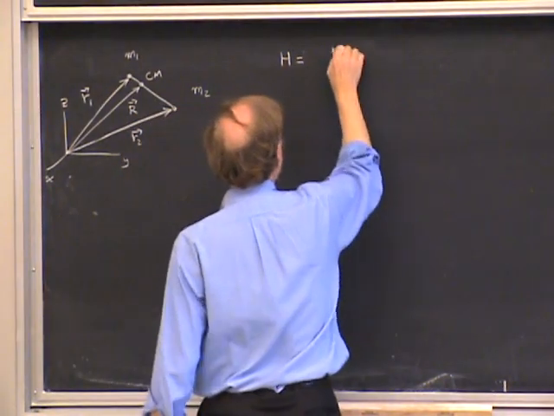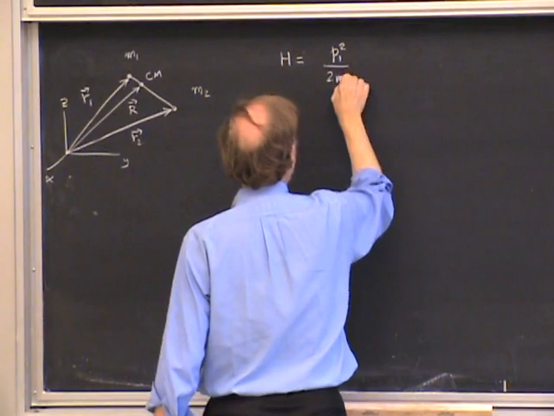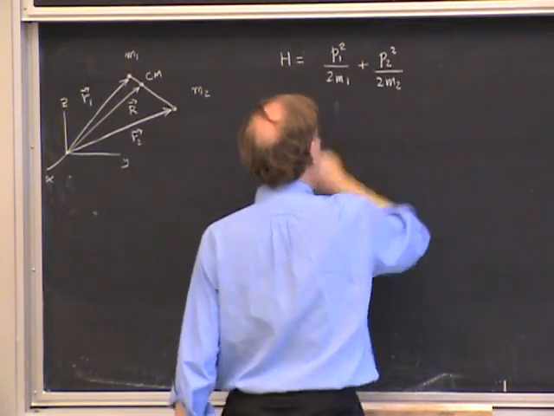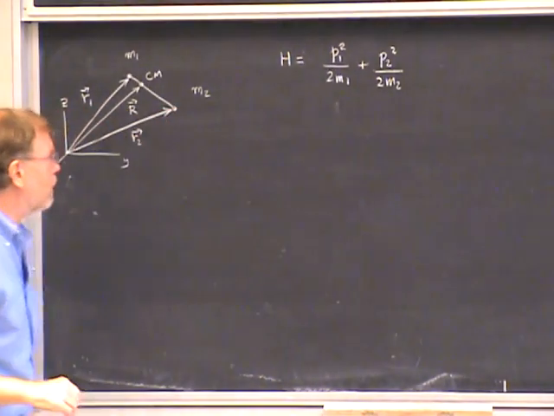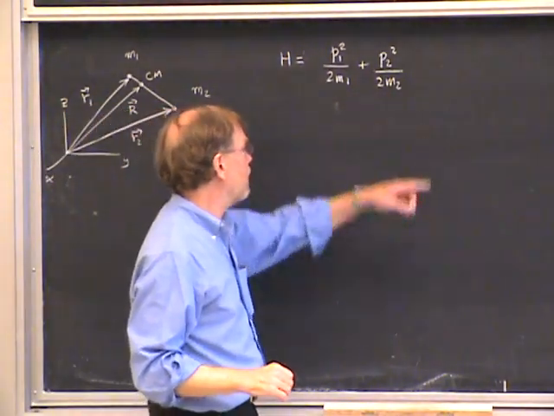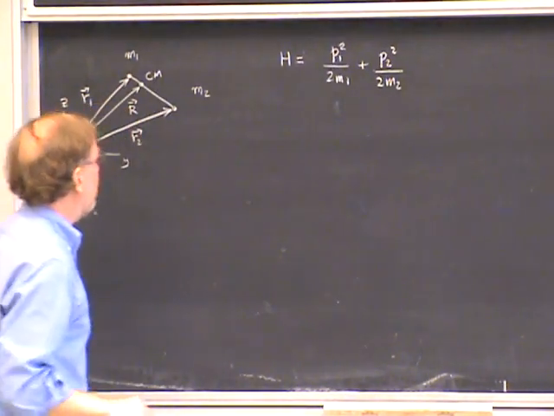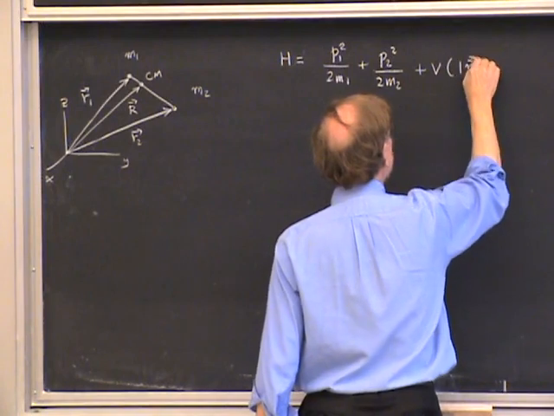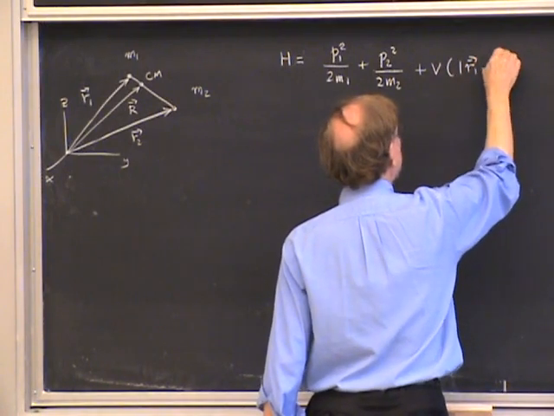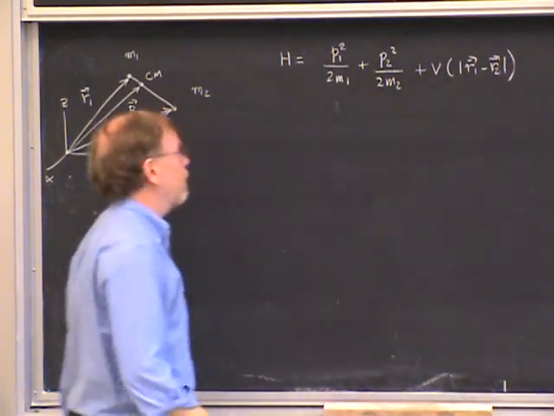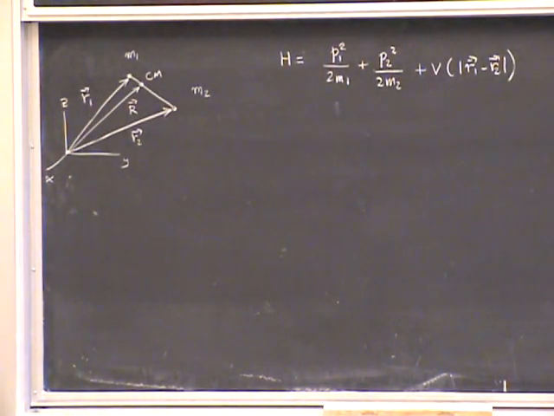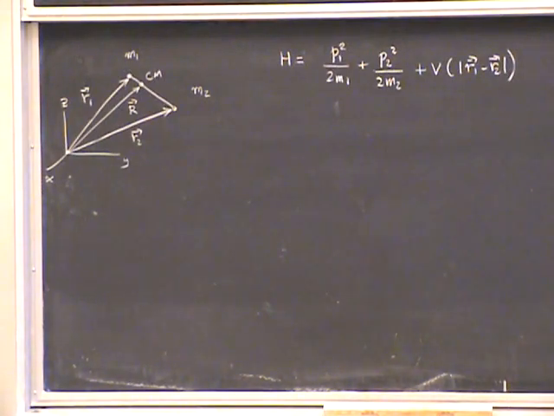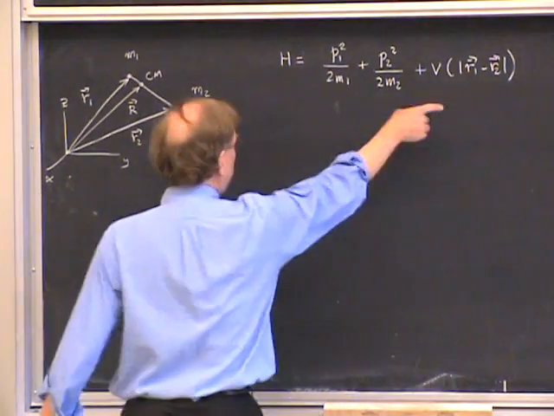And the kinetic energy has to be this, the kinetic energies of particle 1 plus the kinetic energies of particle 2, which if expressed in terms of the momenta are p1 squared over 2m1 plus p2 squared over 2m2. As far as the potential energy is concerned, we will assume that it's a function only of the distance between the two particles, which I'll write this way as the absolute value of the relative vector between the two. So this is central force motion with two particles now. And we'd like to solve the Schrodinger equation for this.